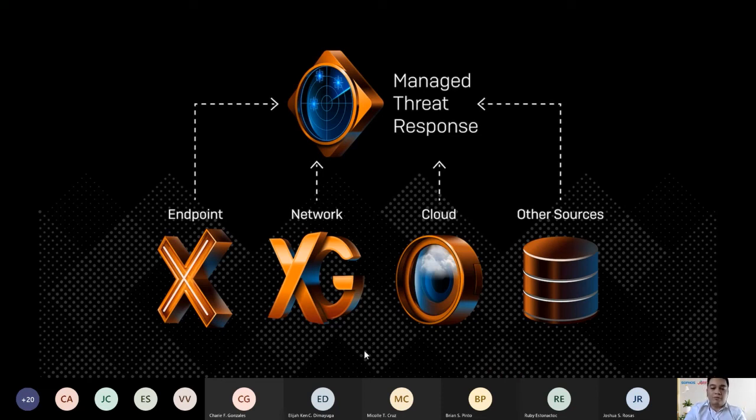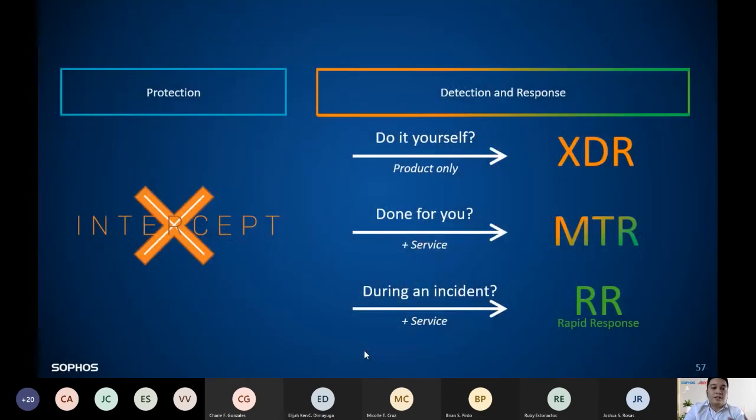Now, to simplify everything, this is the visualization of your choices. If you're looking just for protection, protecting yourselves against ransomware, against exploits, against known and unknown threats, then Intercept X Advanced would be more than enough for you. But if you want further capabilities, for example detection and response, and you want to do it yourself, for example you have your own cybersecurity analysts, then Intercept X with XDR would be enough for that use case.